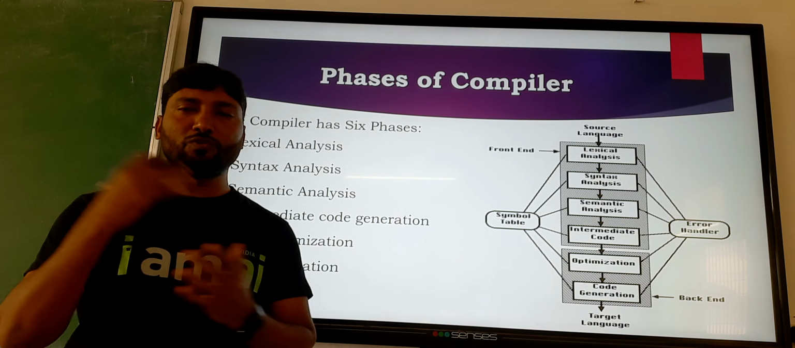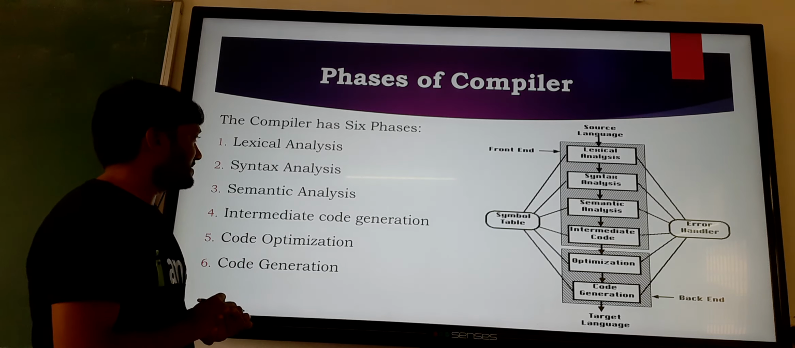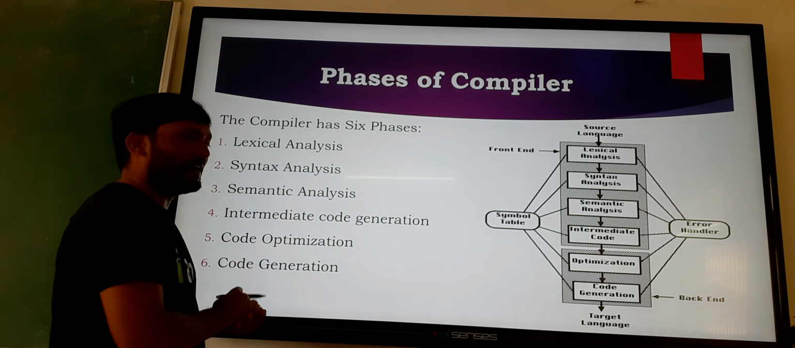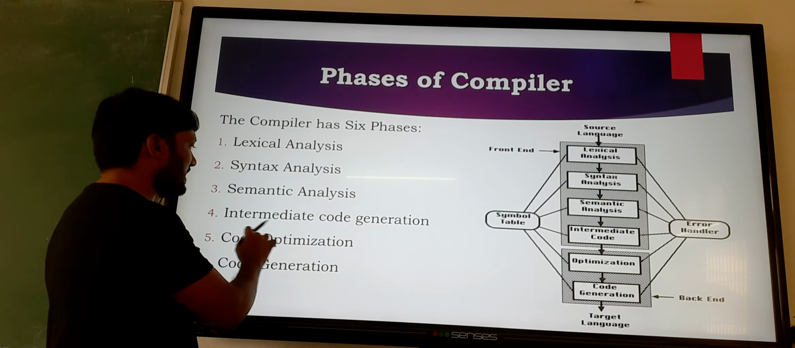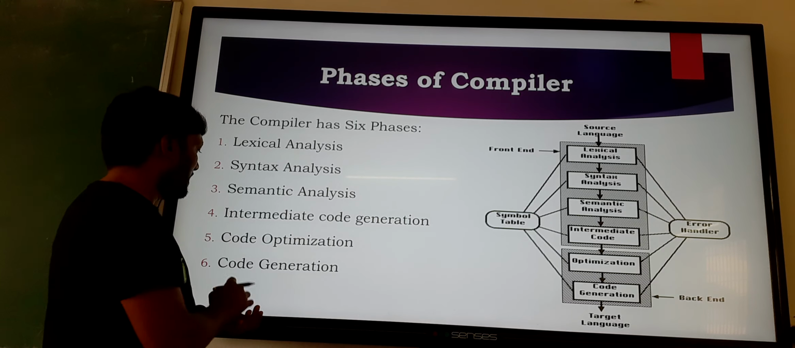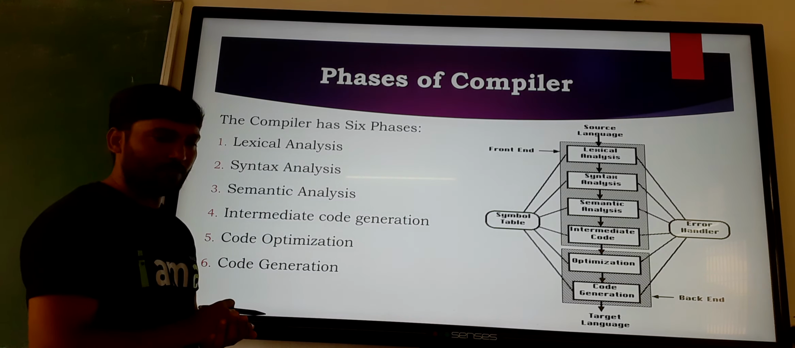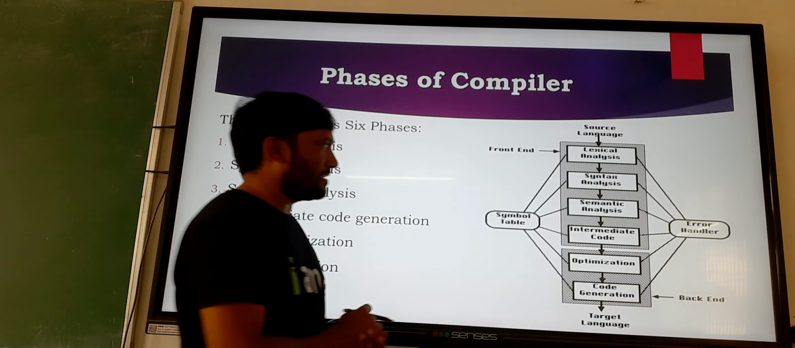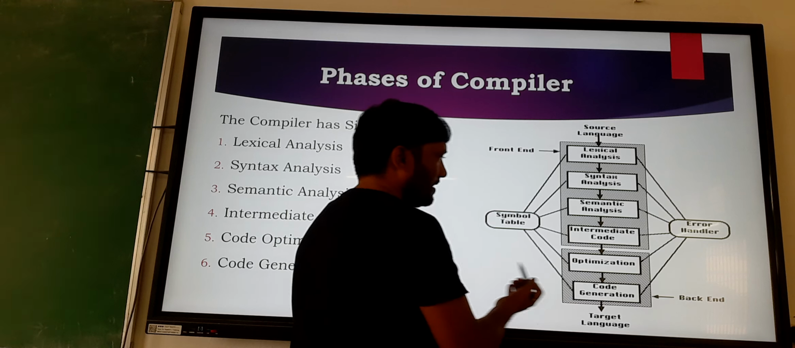The compiler has 6 phases. The first one is lexical analysis. The second one is syntax analysis. Third one is semantic analysis. Fourth one is intermediate code generation. And fifth one is code optimization. And sixth one is code generation. Those 6 phases can be represented diagrammatically.